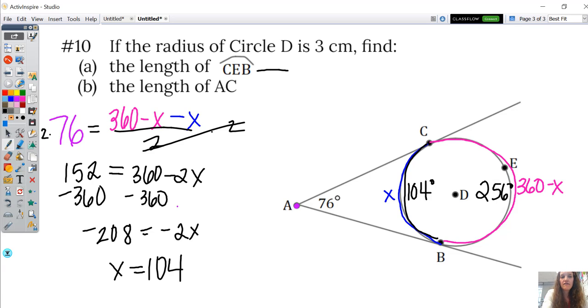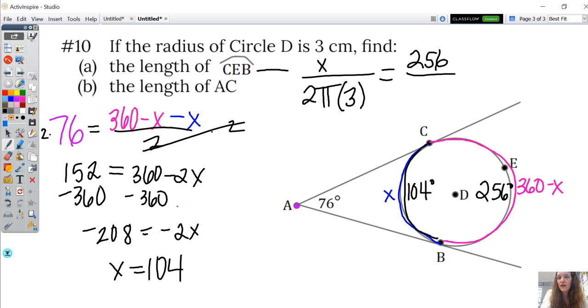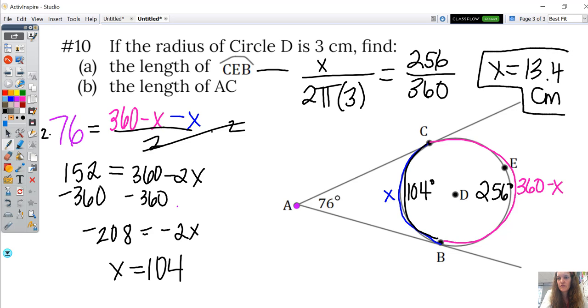So to find the length of my arc, I'm going to use the arc length formula. Arc length, which is what we don't know, x, over the circumference, 2 pi r, the radius it says in the problem is 3, equals the measure of the arc, which is 256 degrees, over 360. And when you cross multiply and divide off the 360, you will get x equals 13.404, which rounded to the nearest tenth is 13.4. And since this is arc length, we do need to put units, which is centimeters.